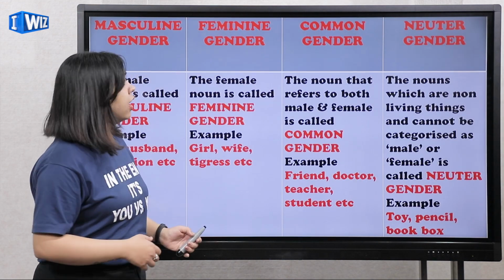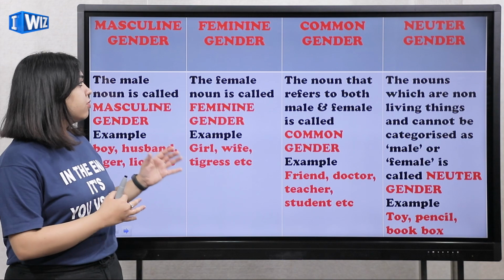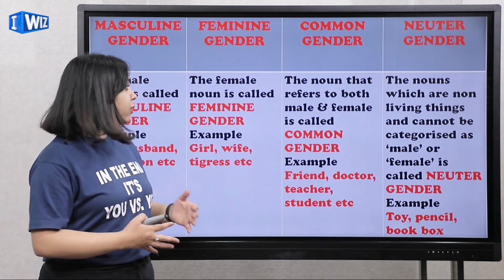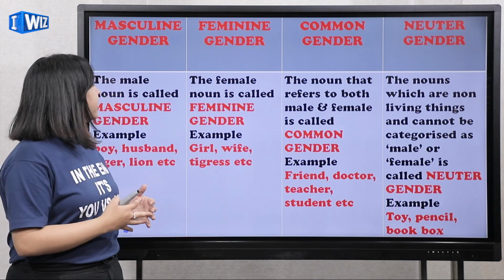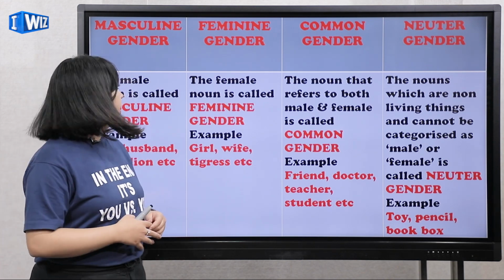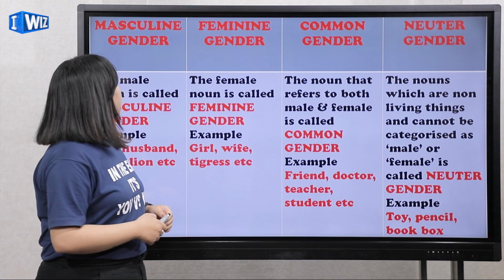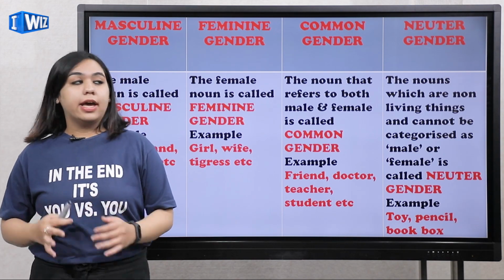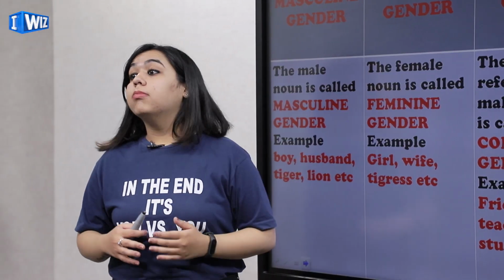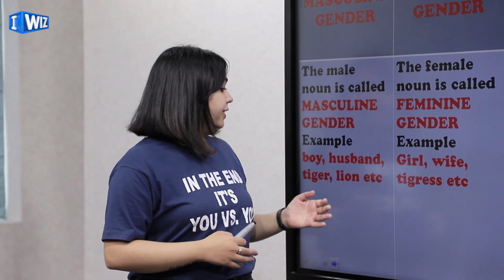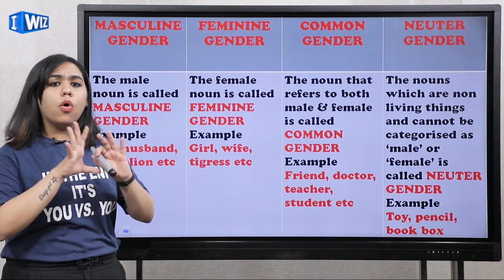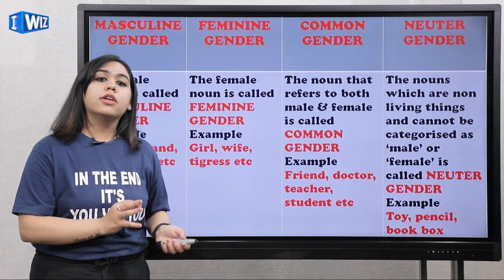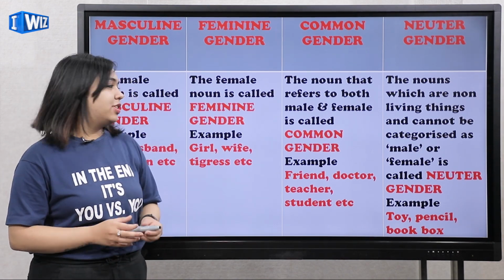So let's move on. Now this is a table which will actually prove very helpful to you guys. You can pause and also you can just listen to it carefully. This is a very helpful one. So let's read one by one. Now, what about the masculine gender? Yes, the male noun is called the masculine gender. Example, boy, husband, tiger, lion, etc. So, all the male genders fall under the category of masculine gender.